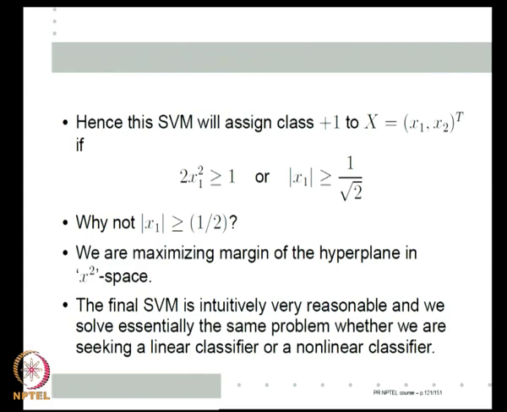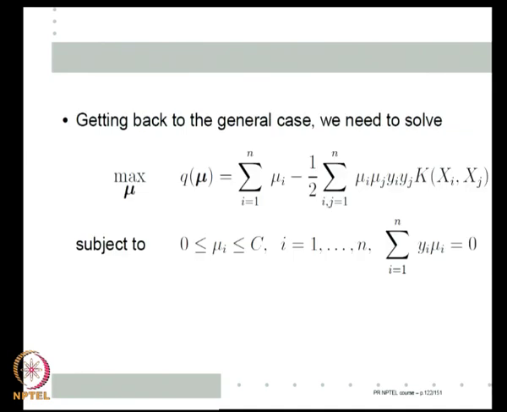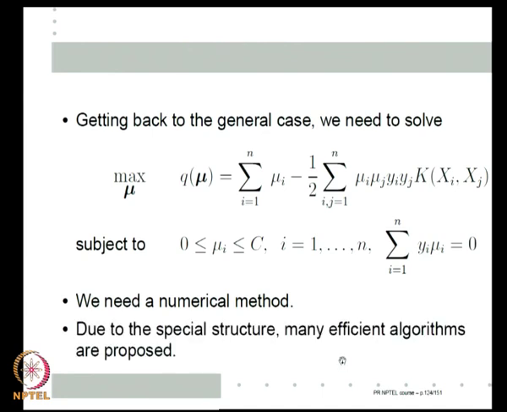So, the final SVM is intuitively very reasonable, and we solve exactly the same problem whether you are seeking a linear classifier or a non-linear classifier. So, this is a good example. We understand how to solve SVMs. Now, let us move on and look at the general case. This is what you want to solve, and we need a numerical method. As I said, due to the special structure, there are many efficient algorithms.